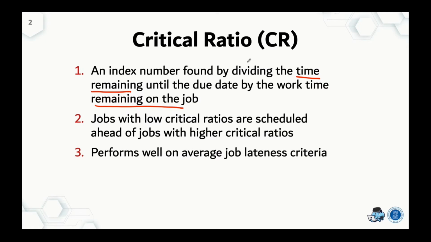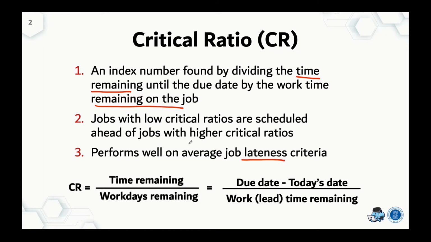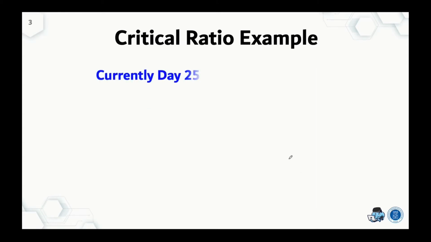So this critical ratio we can use to dynamically make a priority of the job that is currently in work in process. This critical ratio performs well on the average job lateness criteria. The critical ratio formula is due date minus today's date divided by the time remaining.